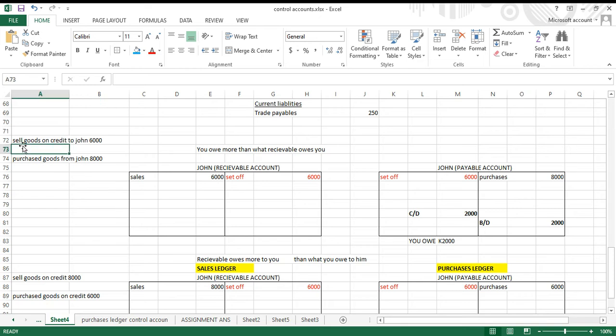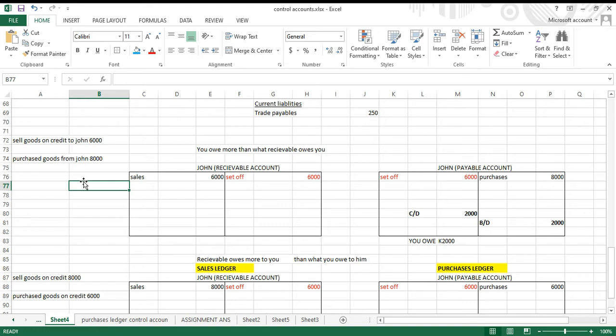Let's say we sell goods on credit to John for 6,000. So we're going to credit our sales account and debit our receivables account. As you can see here, we've debited our receivables account. This is showing us that John owes us 6,000, meaning John is our receivable.